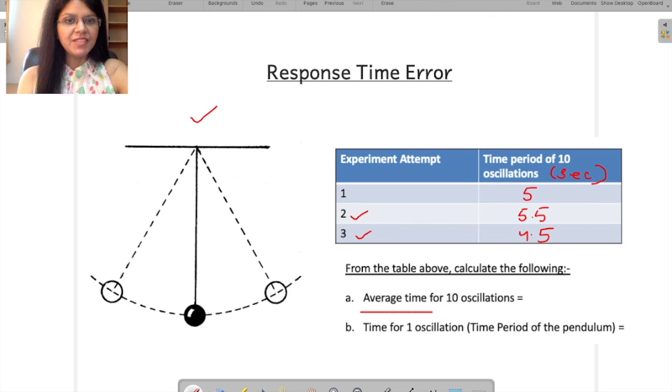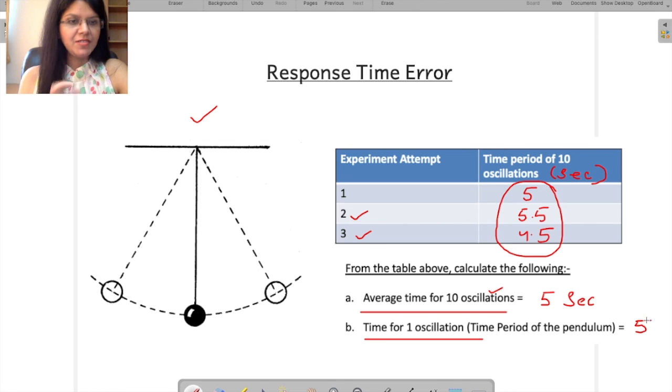You find the average of the 10 oscillations. Find the average, add them all up, divide by 3. So the average should come out to be 5 seconds. This is the average for 10 oscillations. How do you find the time for 1 oscillation? Simple. 5 is the time for 10 oscillations. So the time for 1 oscillation is 5 by 10, or 0.5 seconds. So that's how you limit the response time error in your experiments.